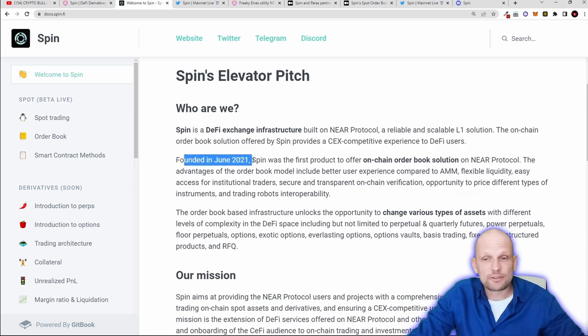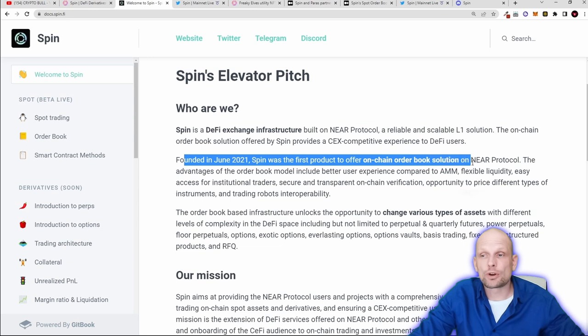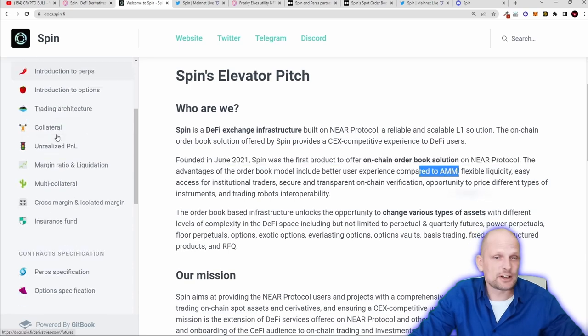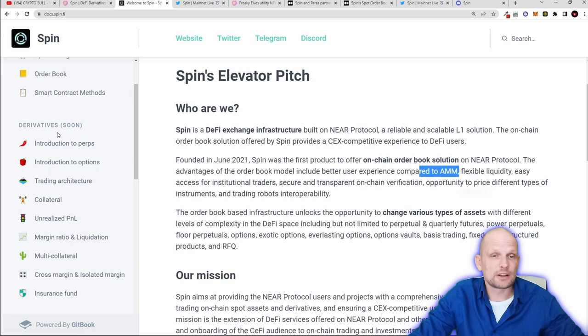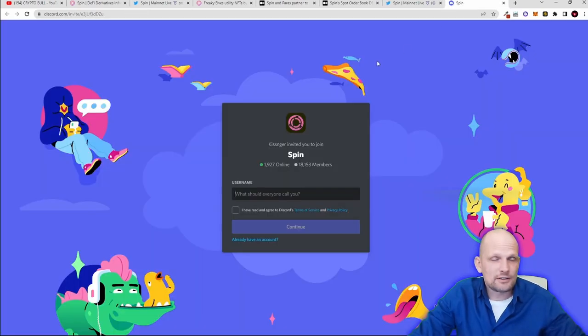Founded in June 2021, Spin was the first product to offer an on-chain order book solution on Near protocol. The advantage of the order book model includes better user experience compared to AMMs. There is much more information, as you see here on the left hand side, about each product which is offered in this exchange. Come in and read this out for yourself. As always, all links will be in the description of this video. Or alternatively, you can join their Discord, which is also a rather huge group which has already 18,000 members, where you can ask more questions about Spin and join the community.